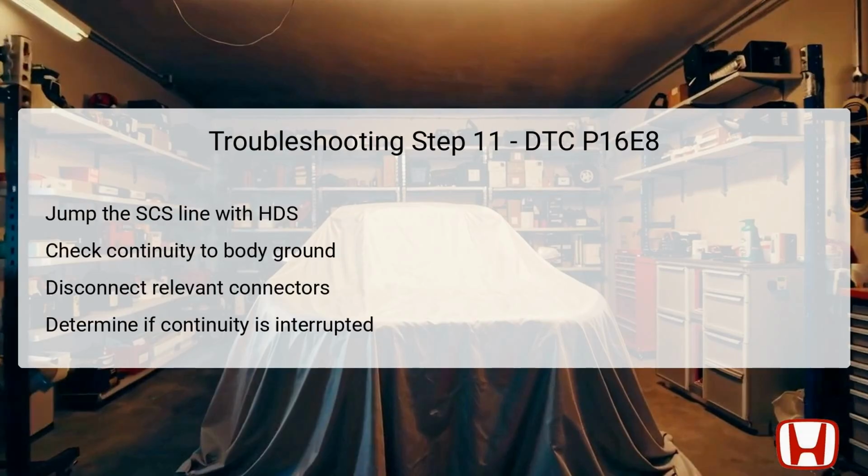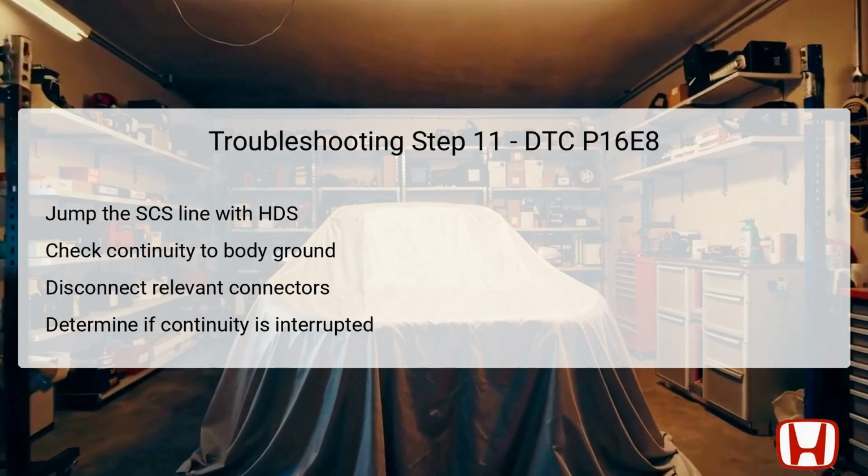This step is essential in asserting the condition of connections within the LIN system. Initially, the SCS line is jumped with the HDS to establish a stable testing environment. The goal is to check for continuity between the shutter grille 4P connector terminal and body ground while disconnecting the relevant connectors incrementally, including the PCM, the alternator, and the battery sensor.